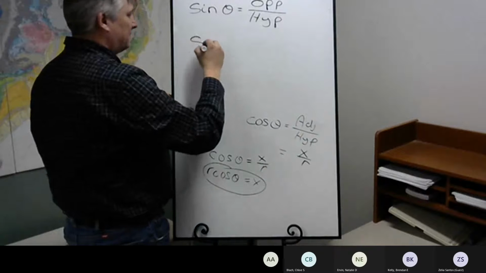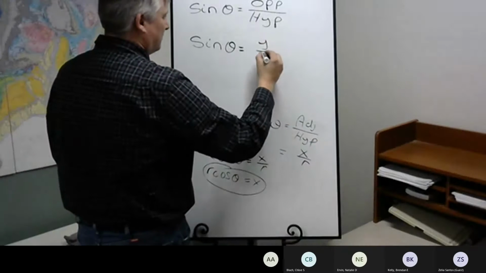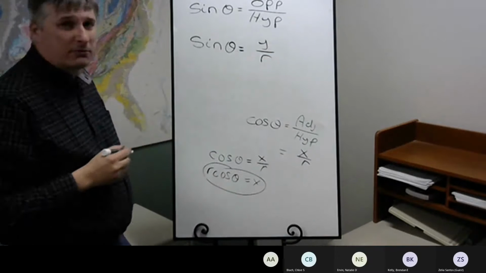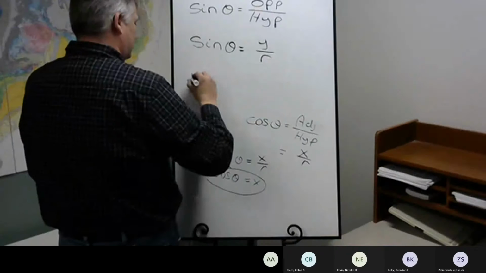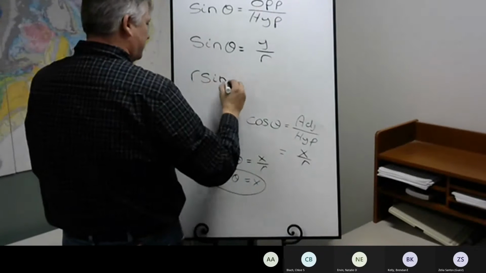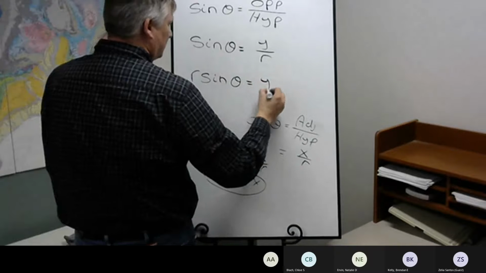Or in this case, it's going to be y over r. Again, if we solve for y, r sine theta is equal to y.